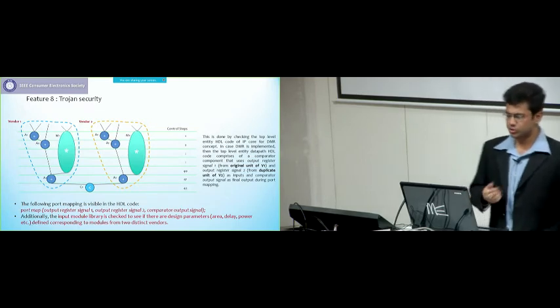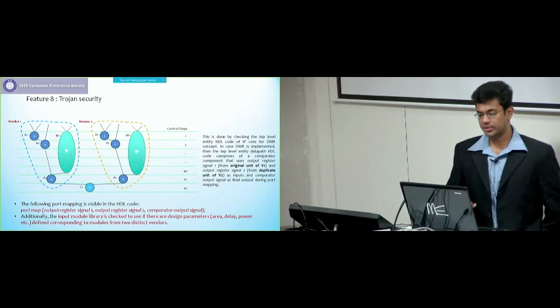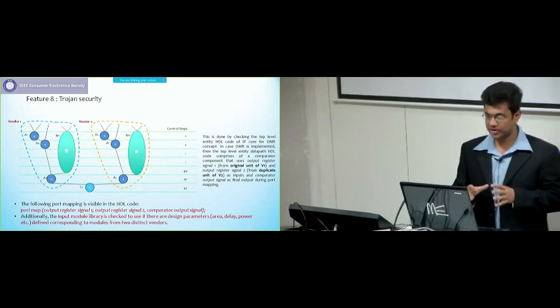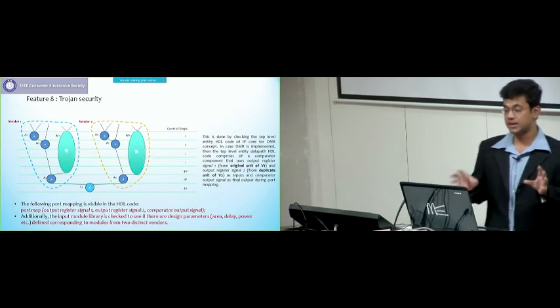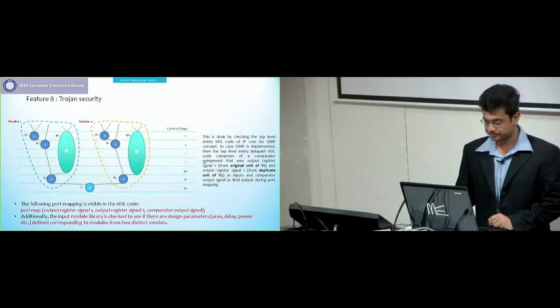The next feature is called Trojan Security. What it does basically, it also checks for DMR, because in Trojan security it is also mandatory to have two different copies of the same design being replicated. However, both have to be executed through two distinct vendors. So that's why I marked over here vendor V1 and vendor V2.